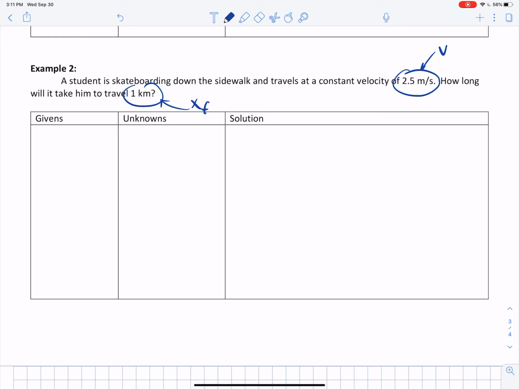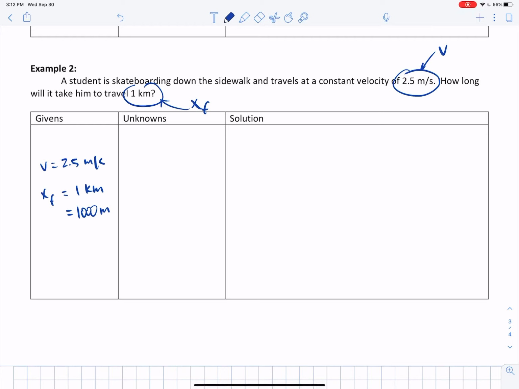So let me go ahead and list these. Velocity is 2.5 meters per second. The final position is 1 kilometer. And you know what? I think that's going to trip me up because I've got kilometers here, but then I've got meters per second here. And it's just going to help me to be consistent. So I'm going to go ahead and convert this. 1 kilometer, kilo means 1,000. So kilometer is 1,000 meters. Okay, I'm going to avoid that trap.